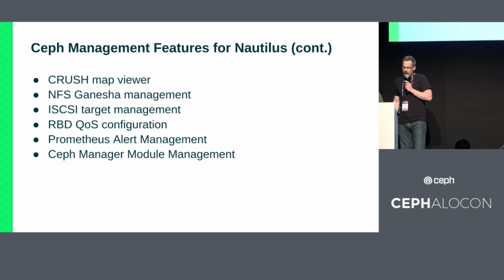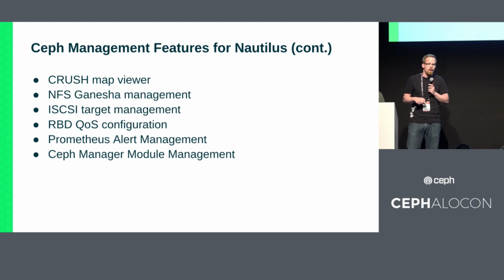We still have, or we added, to reach feature parity, also the CRUSH map viewer. We added the NFS Ganesha management back to it, and iSCSI. In the meanwhile we support RBD quality of service, at least parts of it. The Prometheus Alertmanager is integrated so you can configure it within the UI, and for Ceph manager module management you can turn modules off and on, and also configure the Ceph manager modules within the UI.